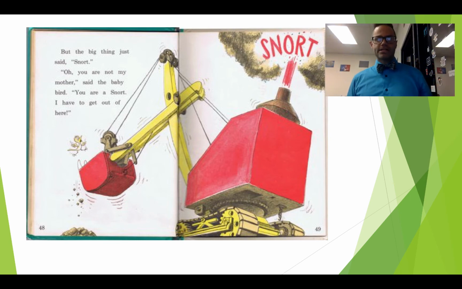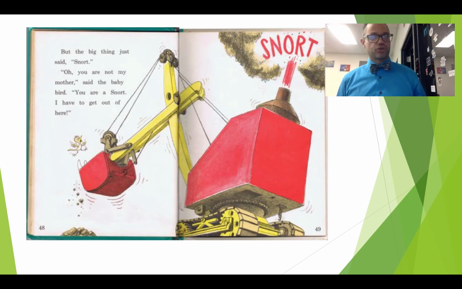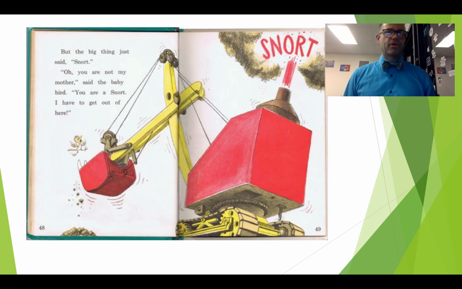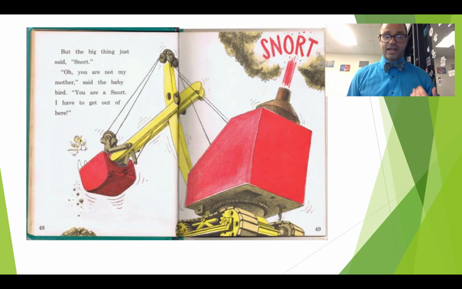Now we have the classic piece of art from P.D. Eastman in the children's novel, Are You My Mother? But the big thing just said snort. Oh, you are not my mother, said the baby bird. You are a snort. I have to get out of here.